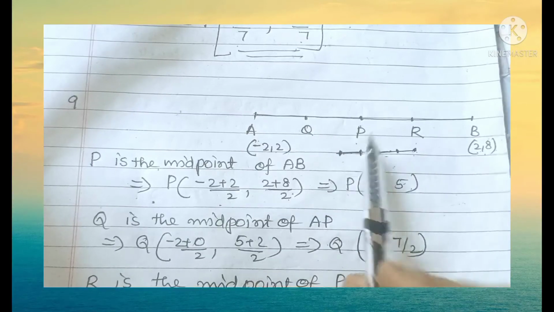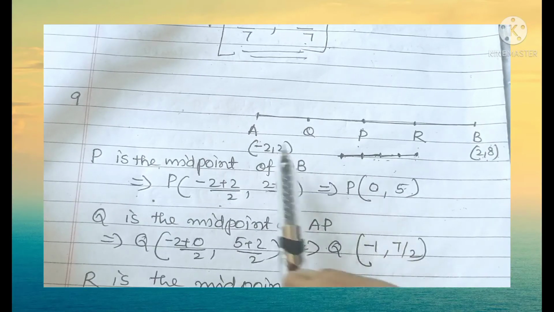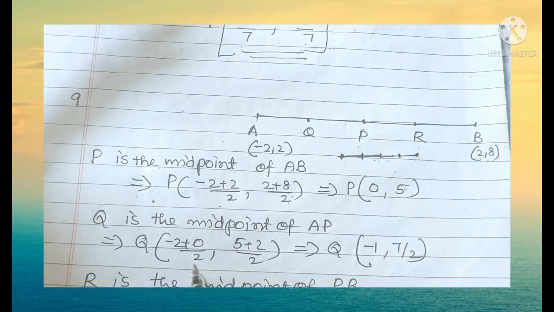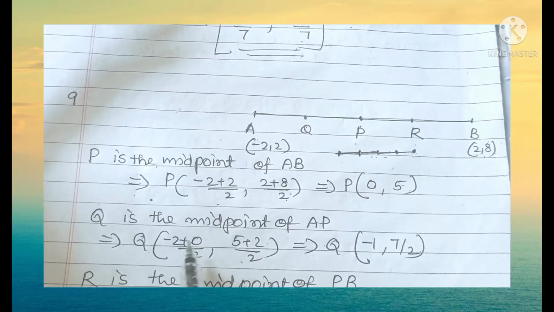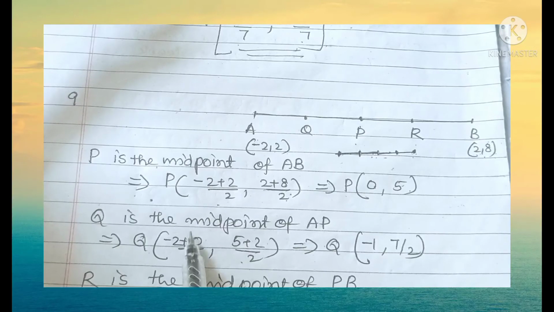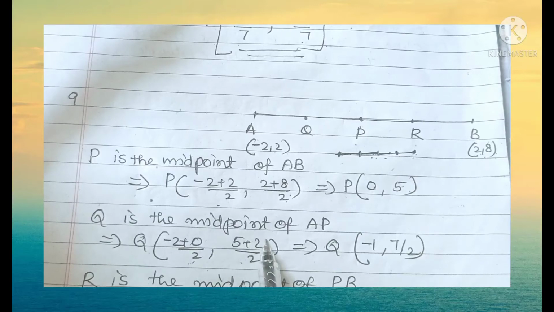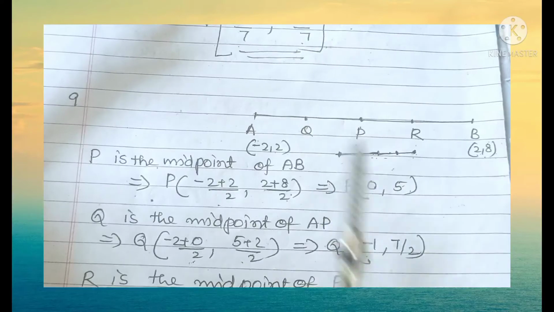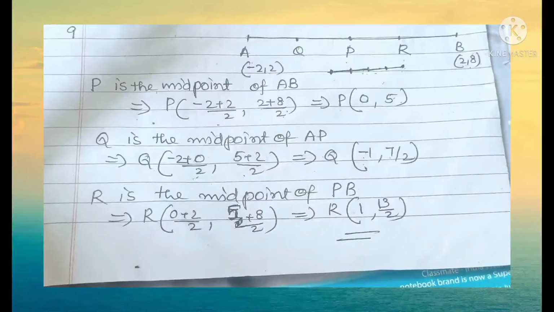That means the midpoint of AP. Then P is (0, 5) and A is (-2, 2). So -2 plus 0 by 2 and 5 plus 2 by 2. -2 plus 0 is -2, -2 by 2 is -1. And 5 plus 2 is 7, 7 by 2. That is the midpoint of AP, that is Q, represented by the coordinates -1 and 7 by 2.